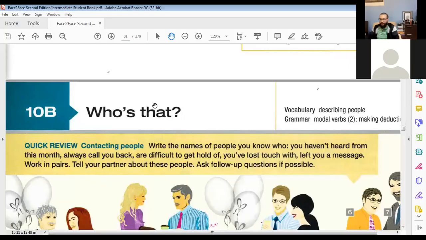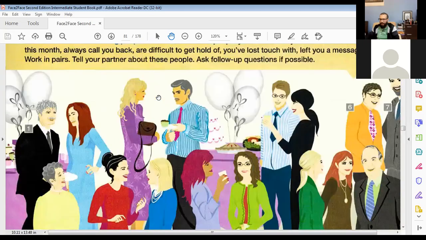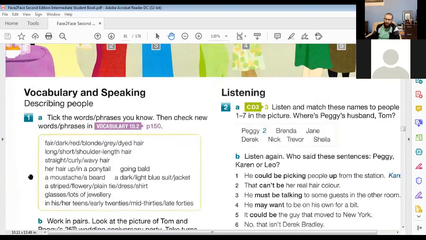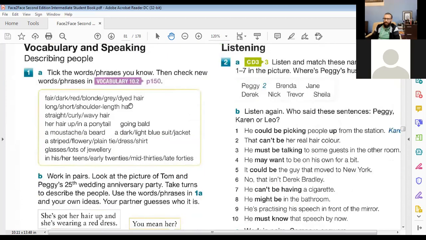So if you remember in our last lesson, we talked about describing people. This was the first thing we covered. You can describe clothes, hair. You can talk about their age. There are so many different things you can describe in people.